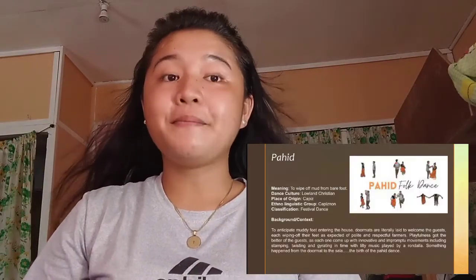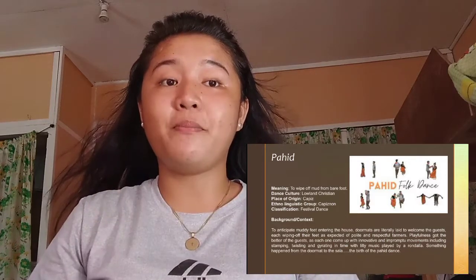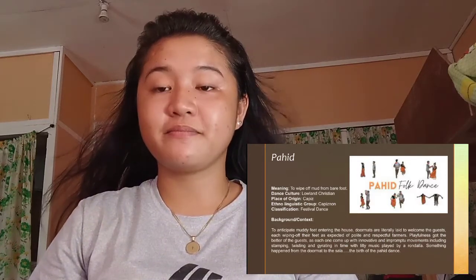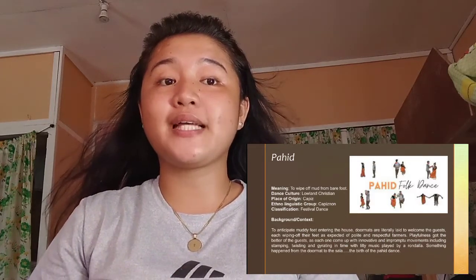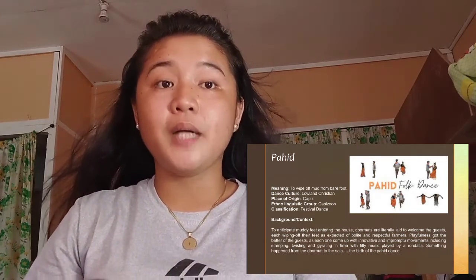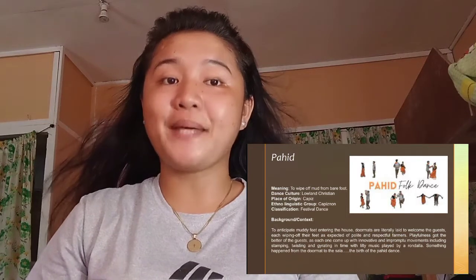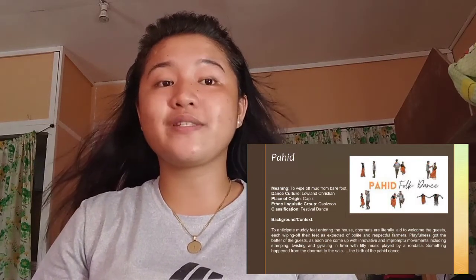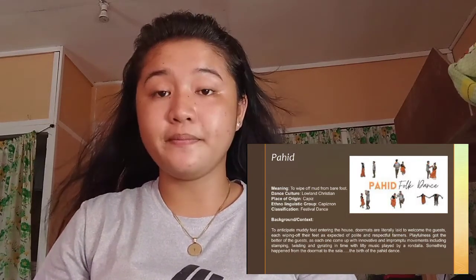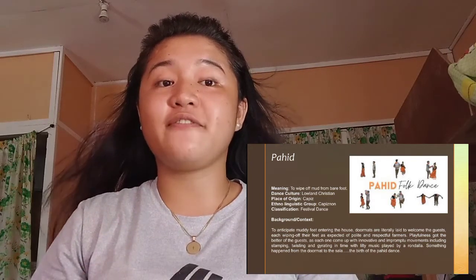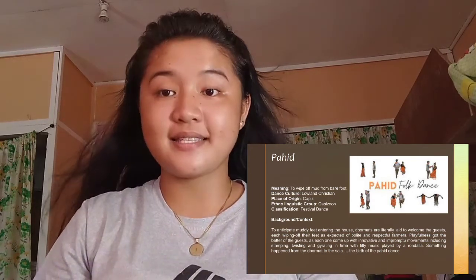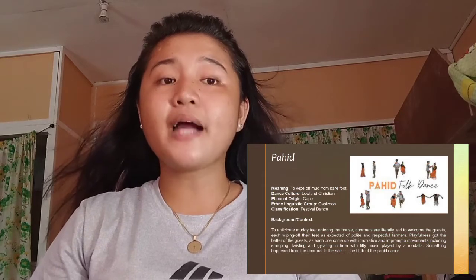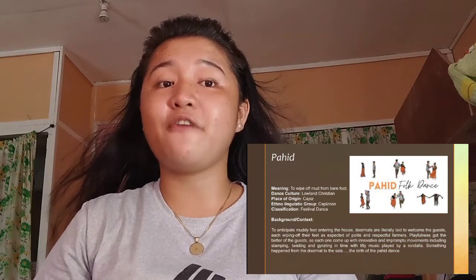The second folk dance is Pandanggo, meaning to wipe off mud from bare feet. Dance culture is lowland Christian, same as Mazurka di Hagna. Place of origin is Capiz. The ethno-linguistic group is Capiznon. The classification of the dance is festival dance. Background and context of the folk dance.